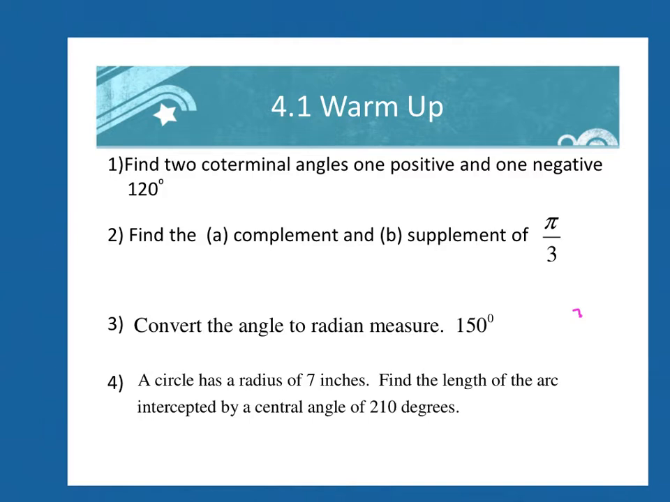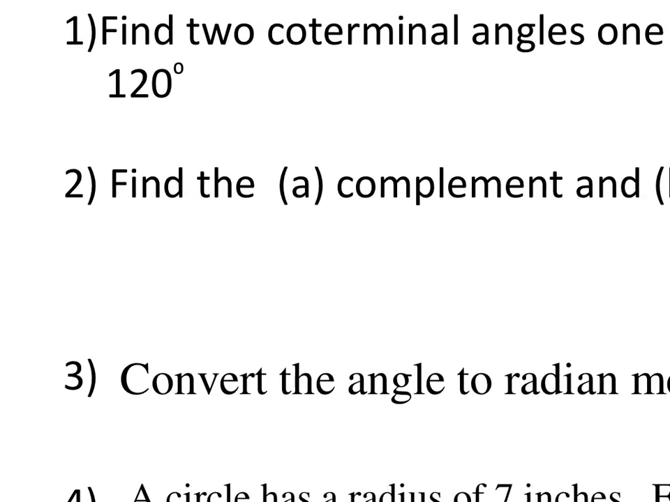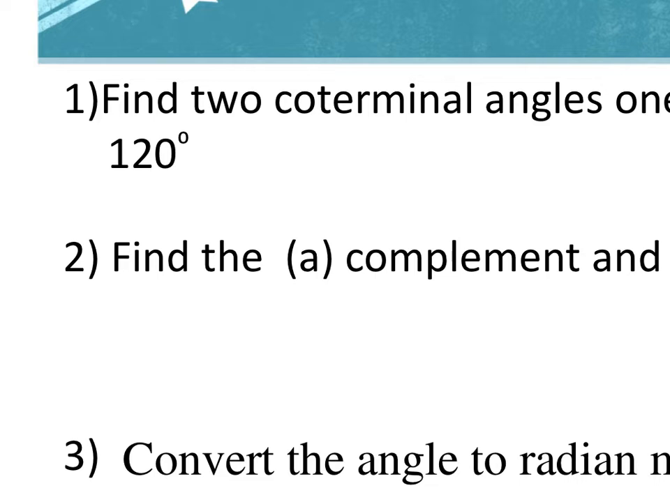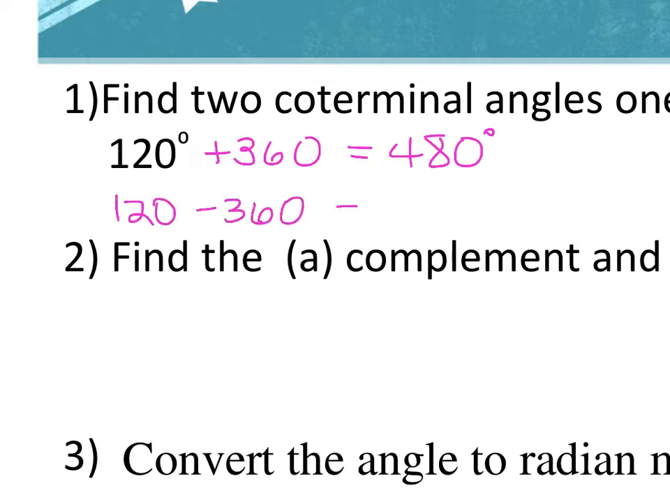So number 1 says find 2 coterminal angles, 1 positive and 1 negative, for 120 degrees. So to find coterminal, what do we do if it's in degrees? Add 360 or subtract 360, right? So if I add 360, I get 480. That's a positive coterminal angle. And then 120 minus 360 is negative 240. And there's my negative coterminal angle. So if I graph those, they should look exactly the same as the 120, just with a different number of times they go around.